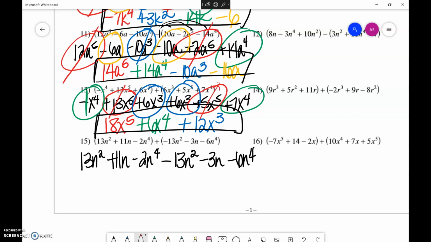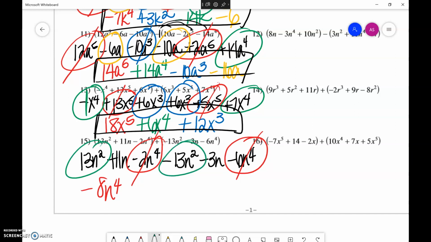So I'm going to start off with my n to the 4th terms. Okay, so I have negative 2n to the 4th minus 6n to the 4th. That's going to be negative 8n to the 4th. I don't have any terms with the power of 3, so I'm going to move on to my power of 2. Notice I have 13n squared minus 13n squared, so that's going to cancel out. And then I have 11n minus 3n, that's going to give me positive 8n.